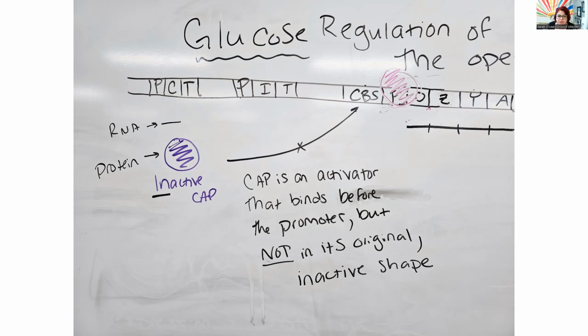Okay, so the glucose regulation has to do with the CAP or the activator. So you see here, we still have our inactive CAP that's made all the time. But in this case, it's not activated. So in its original shape, it will not bind to its binding site, which means it won't do any activation.